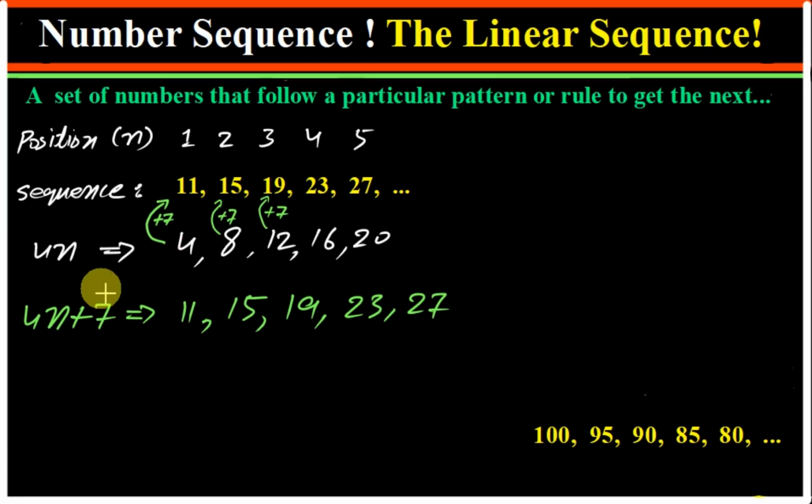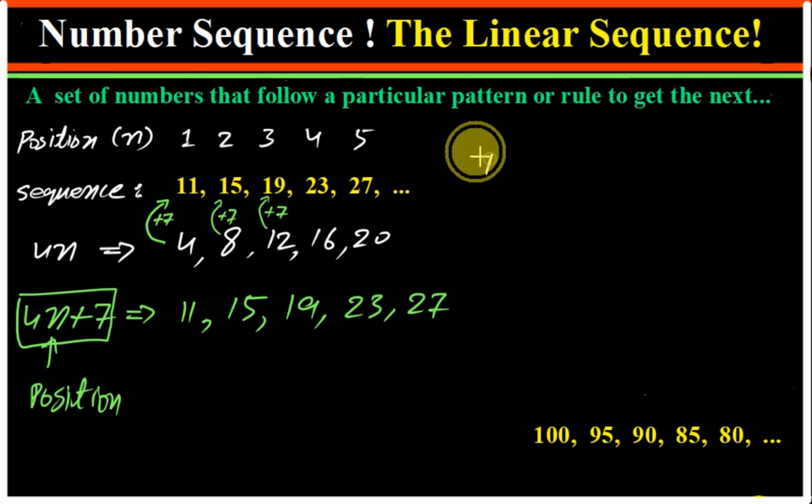Our linear sequence follows this rule: 4n plus 7, where n is the position. This is the position to term rule, or nth term. We show it like this: Tn. Tn means the nth term, given by the formula 4n plus 7. If we add 7 to the multiple of 4, we get this sequence. We can say either the position to term rule is 4n plus 7 or the nth term is 4n plus 7.